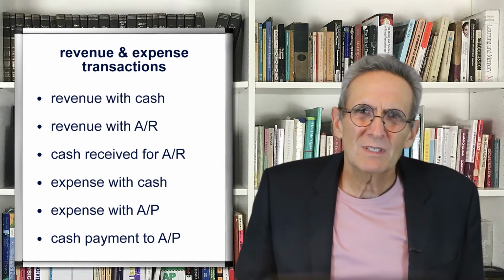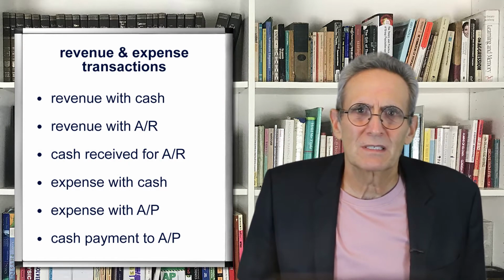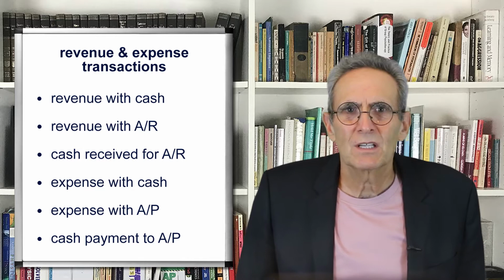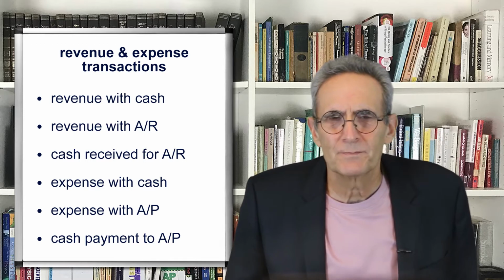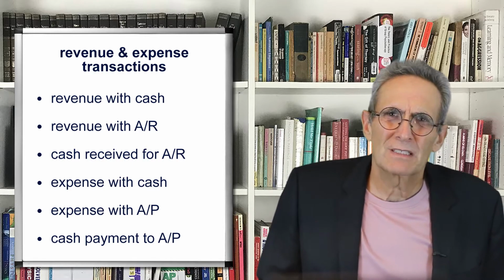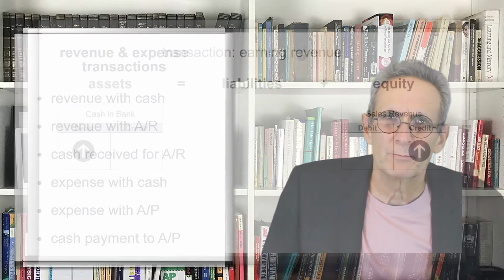Now that we know how debits and credits impact their general ledger accounts, we can learn the rules for specific types of transactions. The most common transactions in a business's day-to-day operations are those that involve revenue and expense accounts, so we'll start with these. First, let's look at transactions associated with earning revenue.